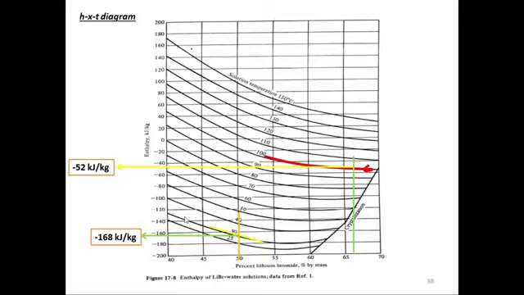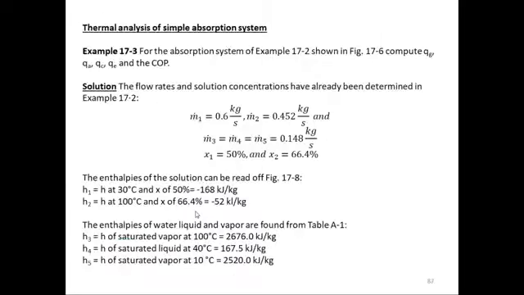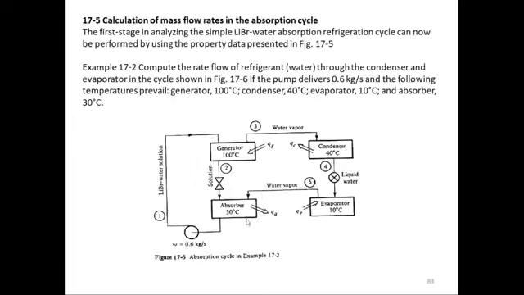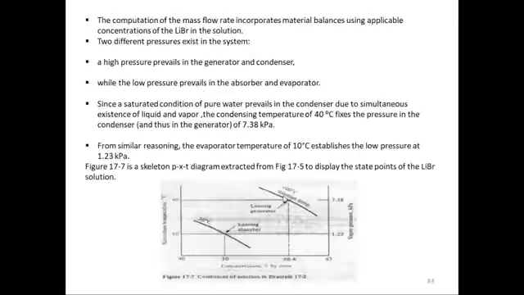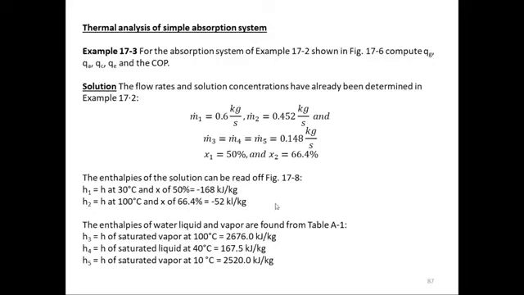Now we want to find out the enthalpy of the pure water in the condenser and evaporator, that we can find out from the steam table. So moving on, the enthalpies of water, liquid and vapor are found from table A1. So H3 is saturated vapor at 100 degrees centigrade.